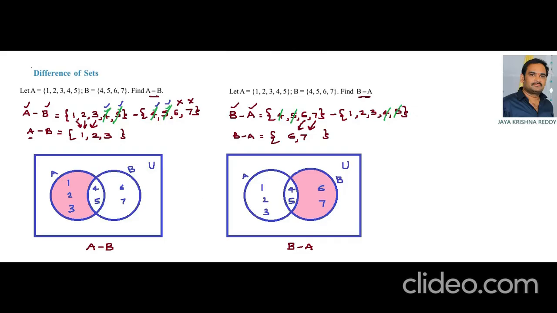And if we observe these two answers, A minus B is with elements 1, 2, 3, and B minus A with the elements 6, 7. Both are different, and from the diagram also you can easily observe the shaded part of A minus B and the shaded part of B minus A are both different. So we can conclude that A minus B is not equal to B minus A.